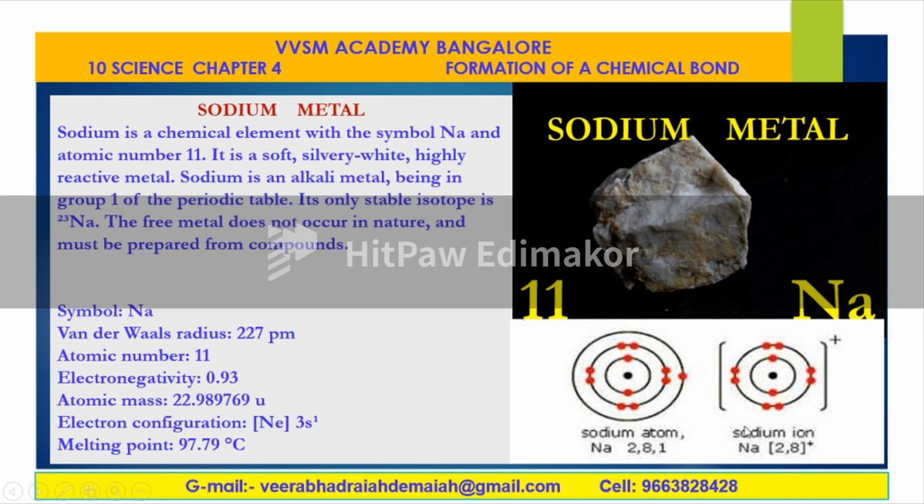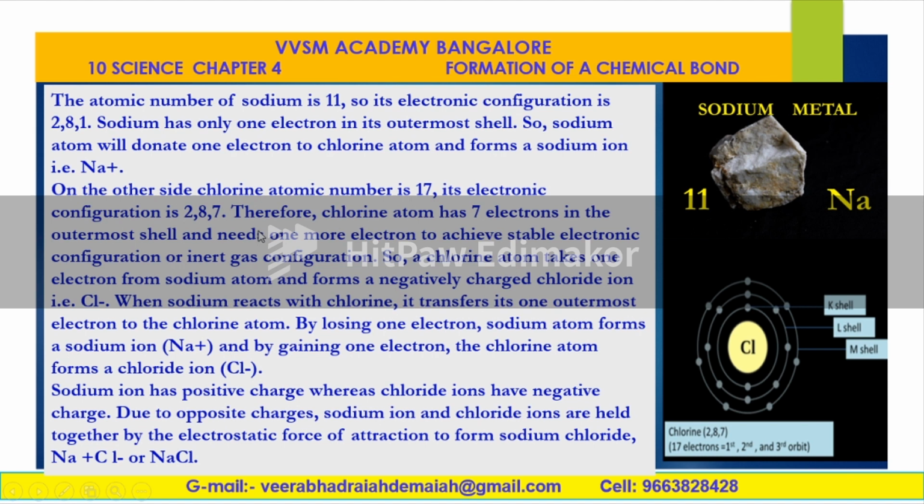It loses its electron when it transfers from one atom to another atom, and then it will give a sodium plus ion. The atomic number of sodium is 11, so its electronic configuration is 2, 8, 1. Sodium has only one electron in its outermost shell, so the sodium atom will donate one electron, or transfer one electron, to the chlorine atom to form a sodium ion.